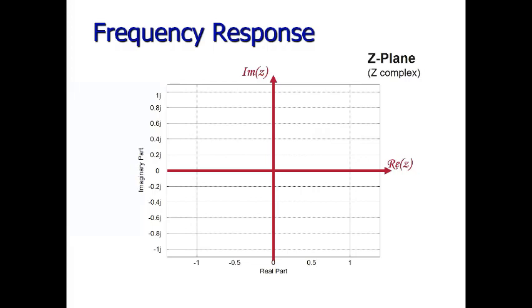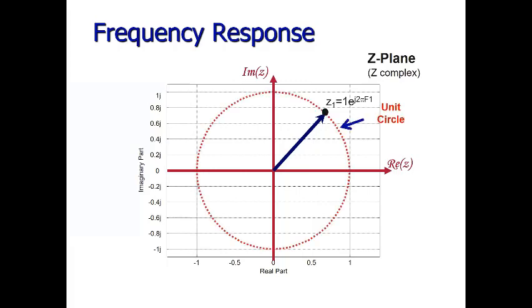Now, when we make this substitution, when we change z into e to the j 2 pi f, what we're doing is putting it at a distance of 1. E to the j anything has a magnitude of 1. And in terms of the z-plane, we'll be located at all values of z that have a distance from the origin of 1, and that is, in fact, the unit circle.